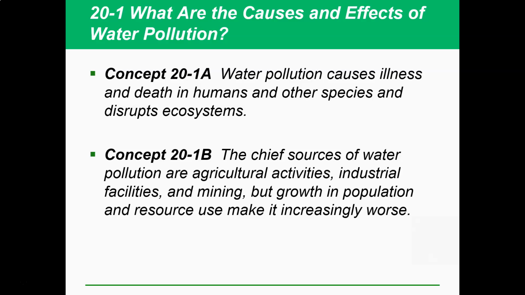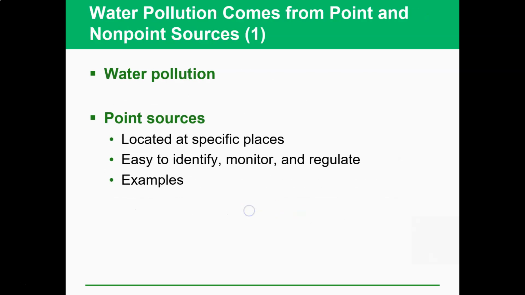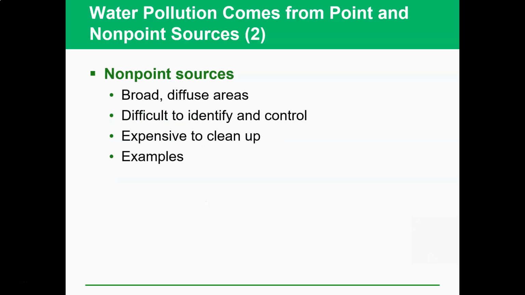So the first thing we're going to do: what are the causes and effects of water pollution, right? Water pollution comes from point and non-point sources. So you need to know the difference between them. That's a big thing on the APES exam. Point sources are things that are located at specific places. They're easy to identify, monitor, and regulate. And so we can see some examples on the next slide.